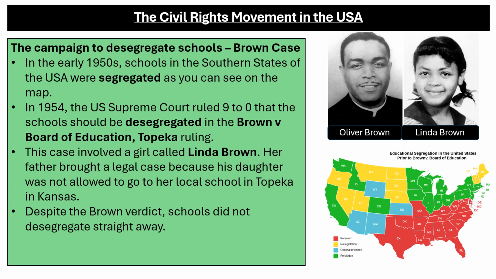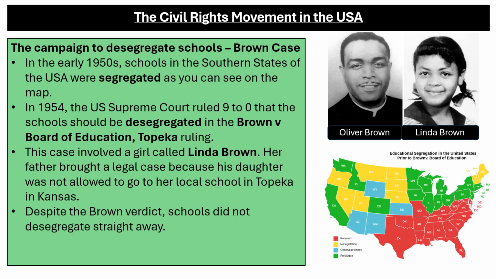Now, in 1954, the highest court in America, the US Supreme Court, ruled 9-0 that schools should be desegregated, which means that there should no longer be separate facilities for black children and white children, in a ruling which is known as the Brown versus Board of Education Topeka ruling.